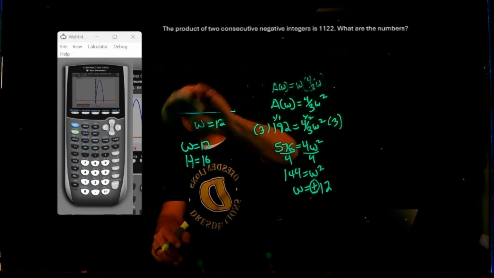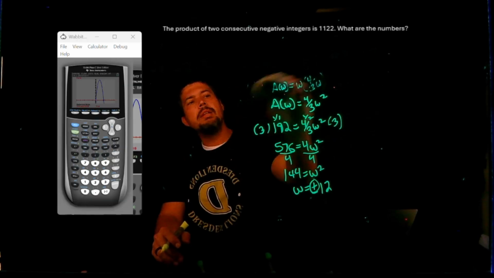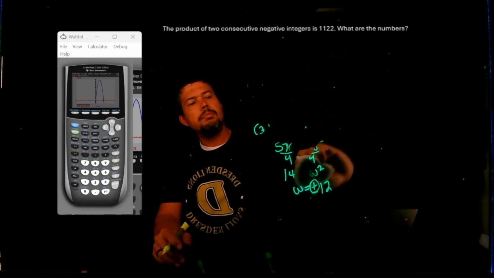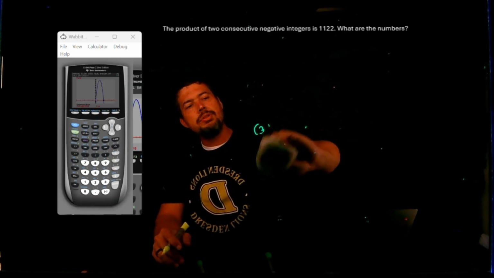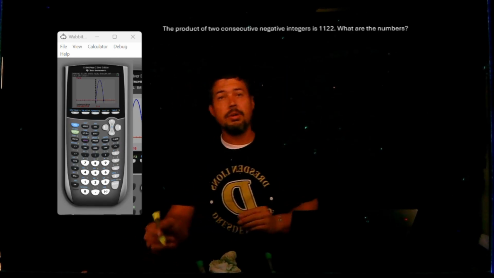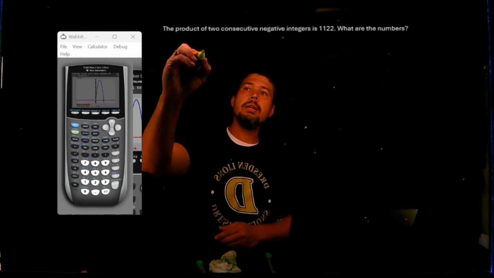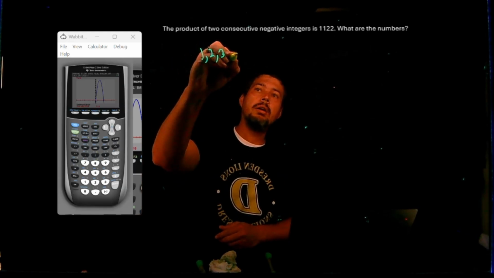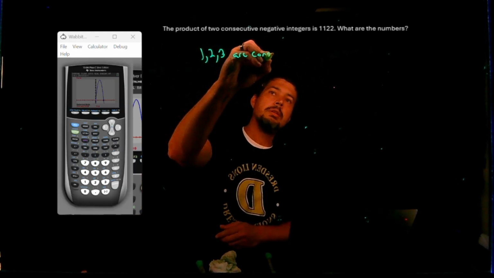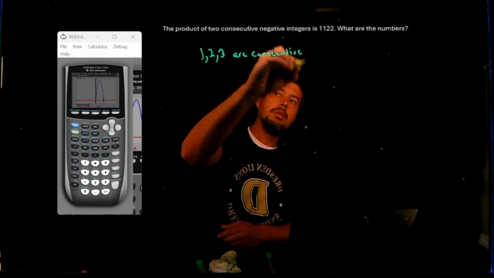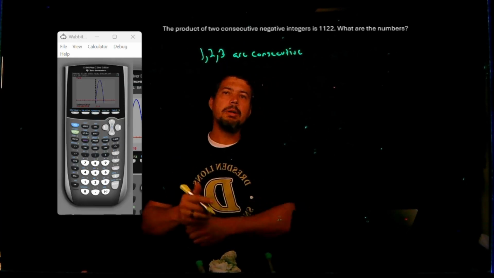So you probably don't know what a consecutive integer is. Consecutive integers differ by 1. That's all they do. They are the next thing. When we say consecutive, we mean in order. So like 1, 2, 3 are consecutive. The big thing is they differ by 1.